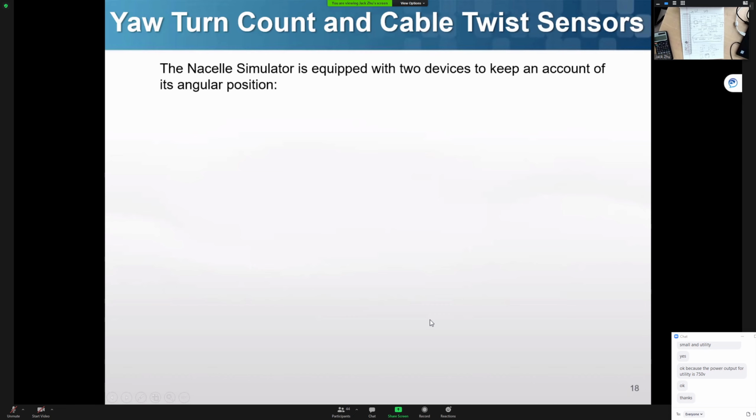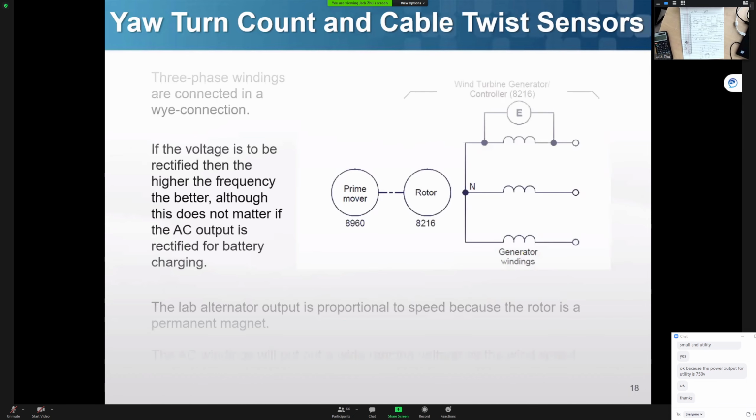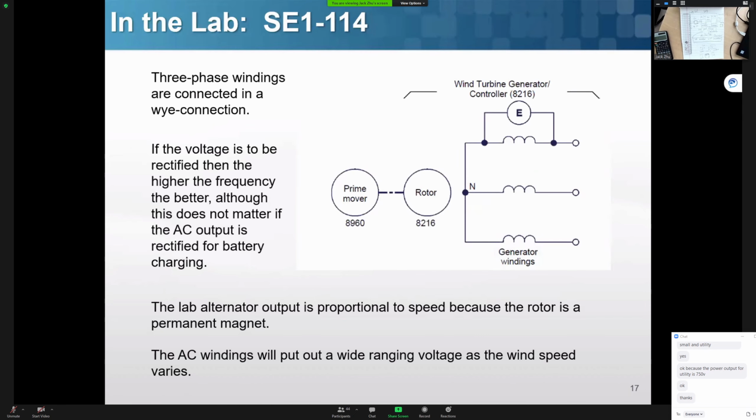I think yesterday we were talking about this one. Then I mentioned something about that inverter. We're going to talk about that one slightly later.